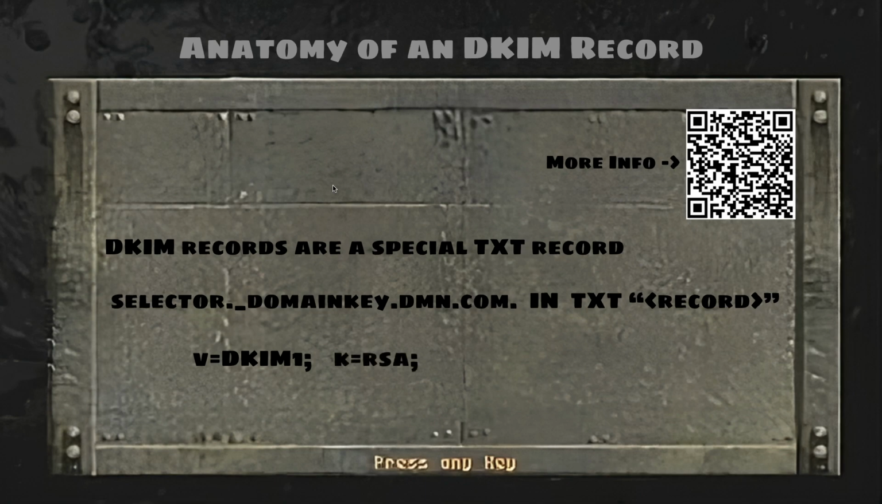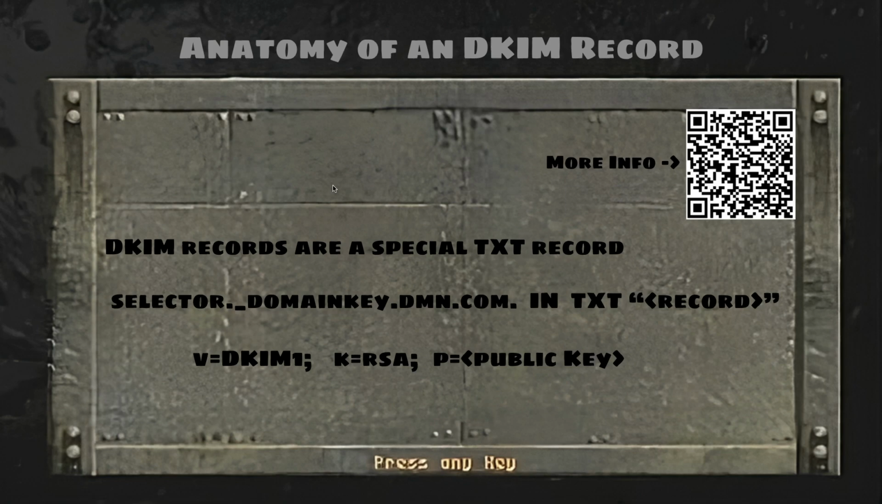The k tag specifies what kind of encryption you are using. RSA is pretty universally supported. The key to this is whatever encryption method you're using needs to be supported by both ends. If your receiving server does not support your method of encryption, it will not be able to decrypt that key and match those keys. And then p equals, and that's your public key.